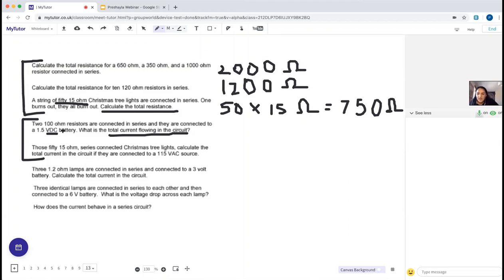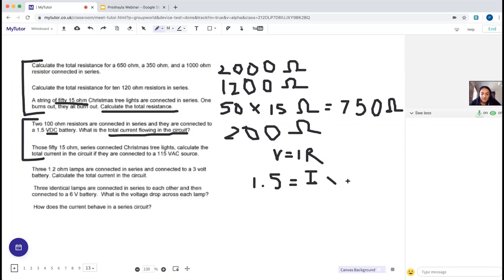Okay, so first things first, for this question, you've got two 100 ohm resistors. So we do the total resistance, which is 200 ohms, and they are connected to a 1.5 volt battery. So we use V equals IR, where V equals 1.5. And you want to find current, so I times 200.